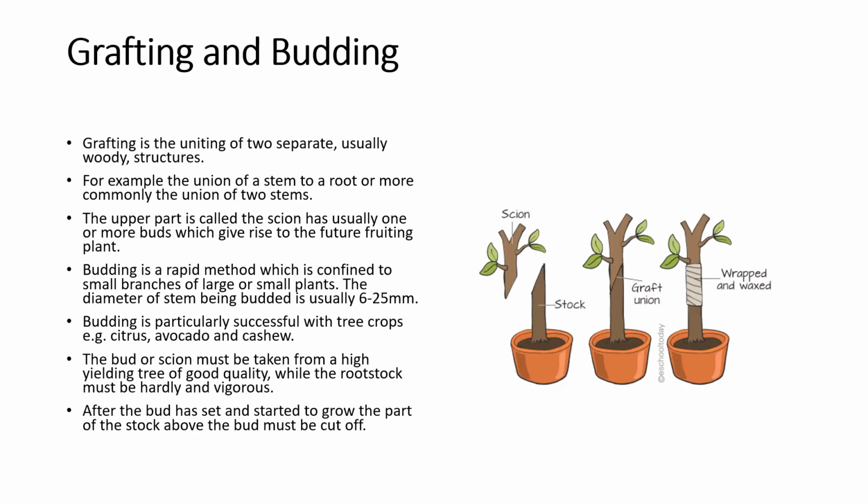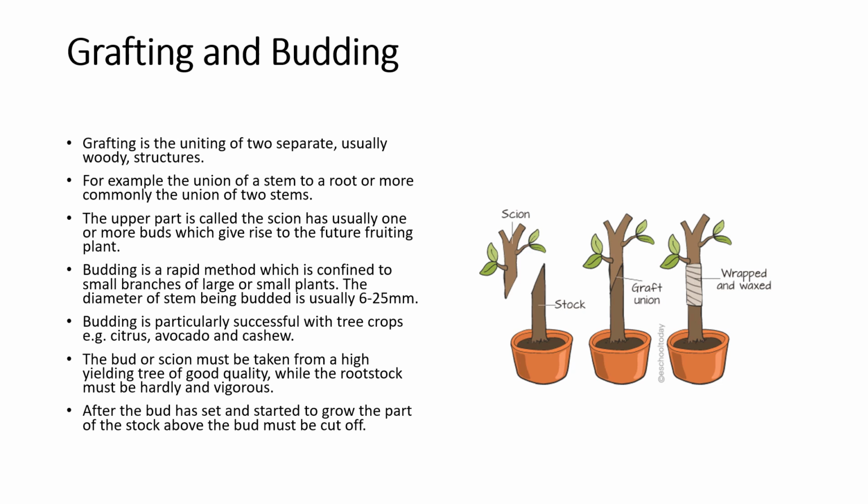Grafting and budding. Grafting is the uniting of two separate, usually woody, structures. For example, the union of a stem to a root, or more commonly the union of two stems. The upper part, called the scion, has usually one or more buds which give rise to the future fruiting plant. Budding is a rapid method which is confined to small branches of large or small plants.